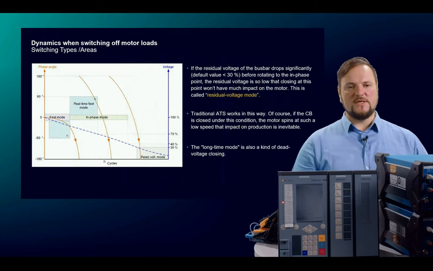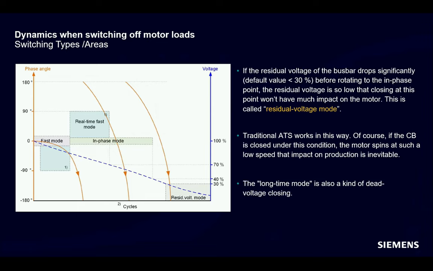Here we have the full picture of the different modes over time. You see on the x-axis the cycle, and on the y-axis the phase angle and the voltage, and here you see the influences. We have different areas where we can switch: fast mode, real-time fast mode, or in-phase mode. And if the voltage is under 30%, then we can start the residual mode or the long-time mode. This is how a traditional ATS normally works. A traditional automatic transfer system is not working in fast mode. It always works in the long-time and residual mode, and this normally takes seconds. It depends on the application.